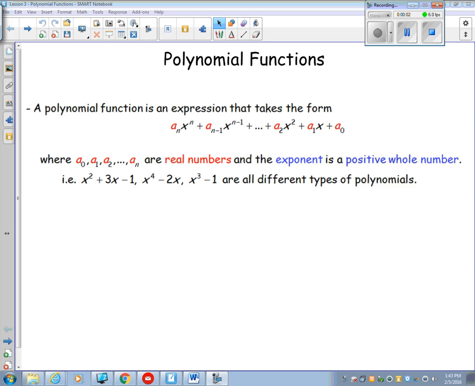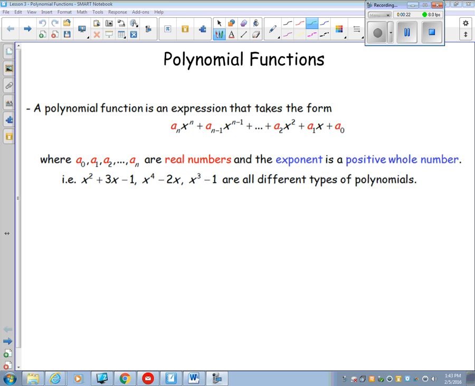Today we're going to start looking at some new material, specifically polynomial functions. And before we get started on working with them, we've got to determine what they are. A polynomial function is any expression that takes this form up here. So a times x to the power of n, and another a times x to the power of n, and so on and so on and so on.